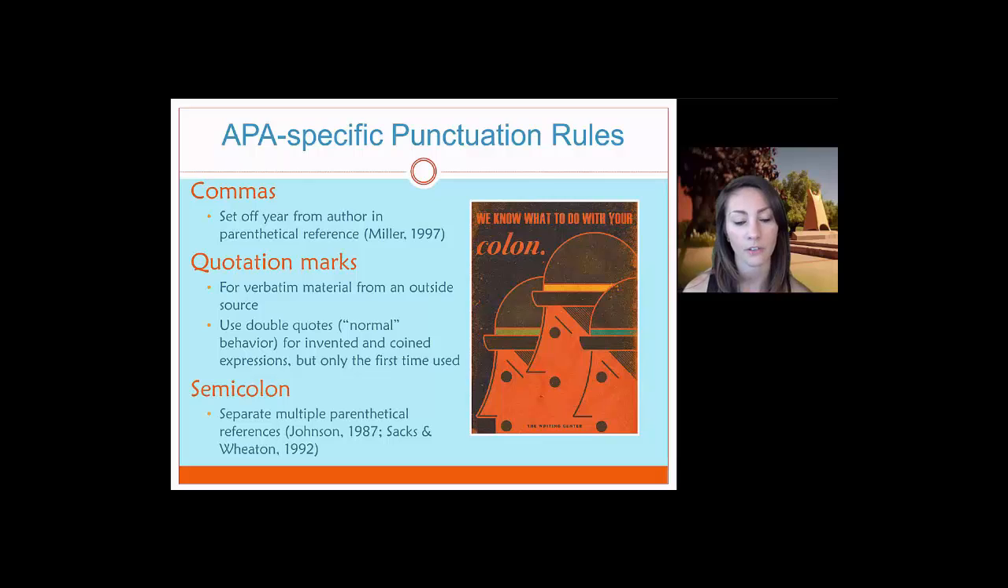And then you can also use a semicolon. This is used to separate multiple parenthetical references. So let's say that you got an idea from multiple authors, so you read the same thing in multiple articles and you want to cite both of those articles. The first article is by Johansson, 1987, so you would put that in there, and then you would separate them by putting in a semicolon and put in the second article where you got that information from. So Sachs and Wheaton, 1992.